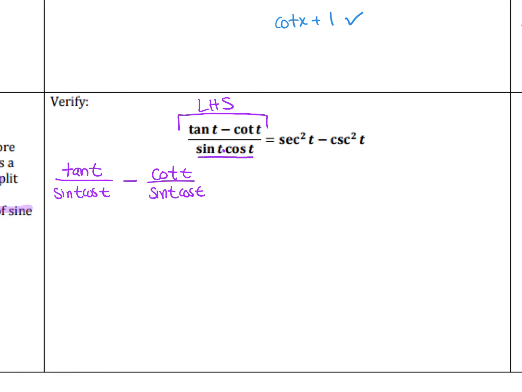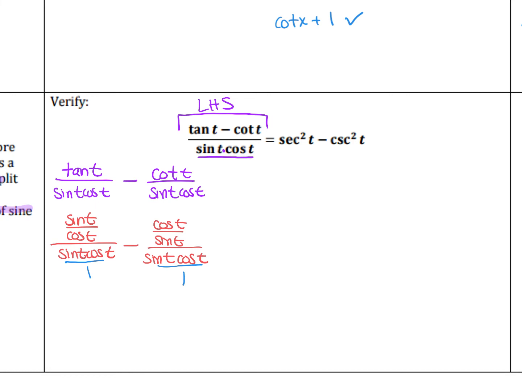All right, now I'm going to turn everything in terms of sine and cosine. So my tangent becomes sine over cosine over the denominator, and my cotangent is going to become cosine over sine over my denominator. Now I have a fraction within a fraction, but remember your denominator here is a whole number, and a whole number we can always write over 1.